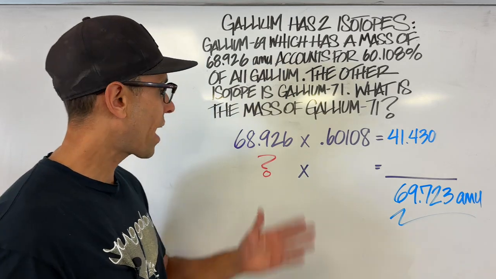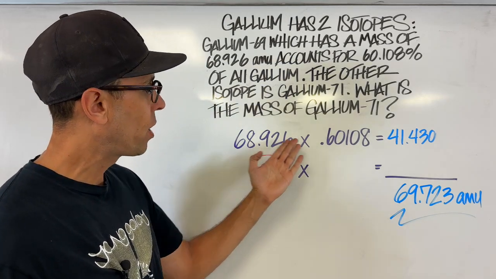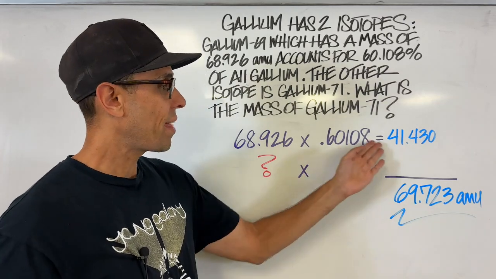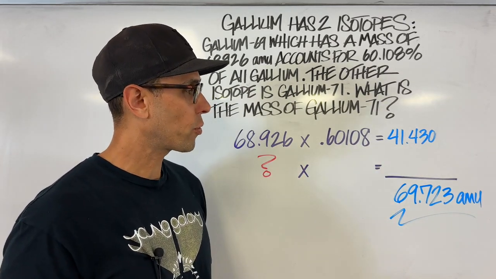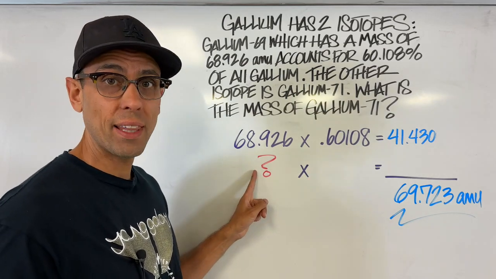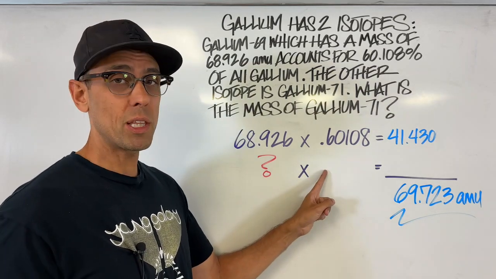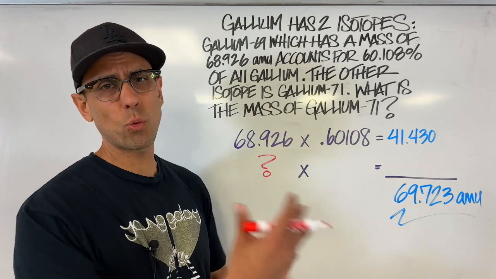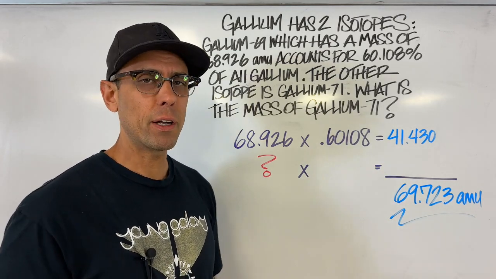Now, I'm setting up the general problem in the same way that I did the previous two. In other words, I have the mass of my first isotope multiplied by its percent abundance, converted to a decimal, and that equals 41.430. But for the second isotope, they want me to find the mass. They don't give me the percent abundance. So how am I even going to find out this contribution? In other words, there's a lot of missing stuff here.